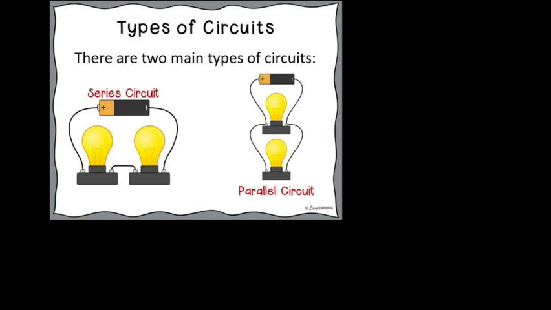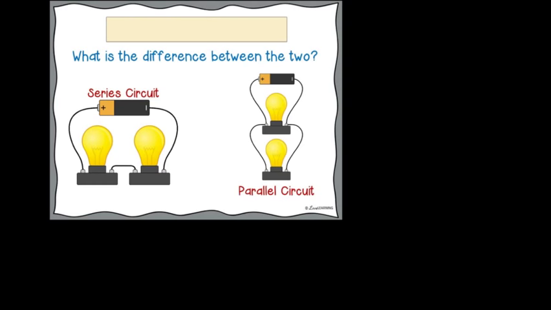So there are two main types of circuits. You have series circuits and you have parallel circuits. And this is the basic look of a series and parallel circuit. So if you take a look at them for a minute, think about it, look in your notes, and write down what you see initially as the difference between these two types of circuits.